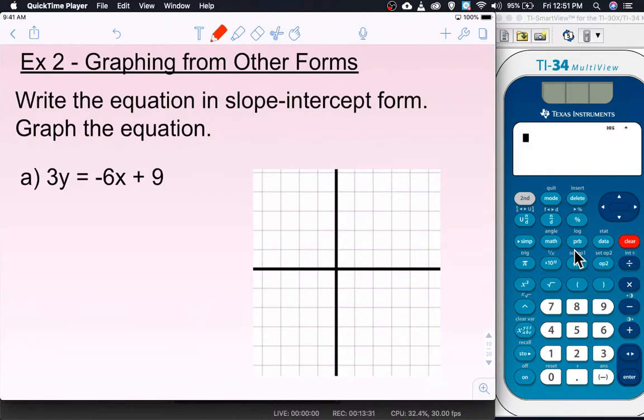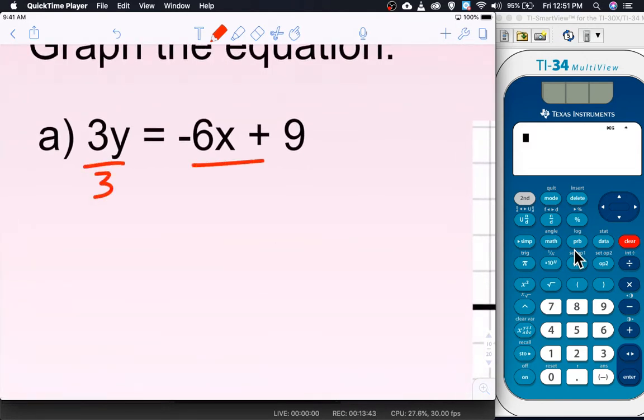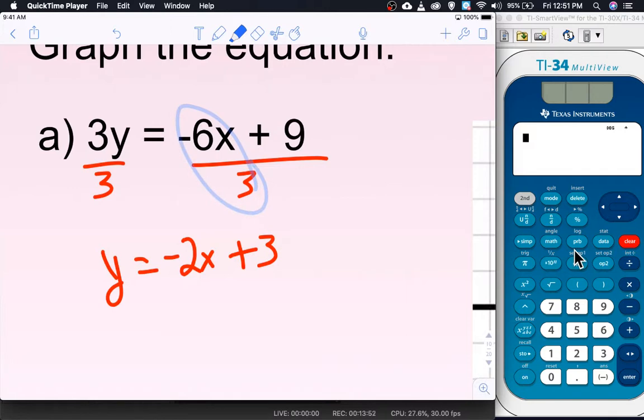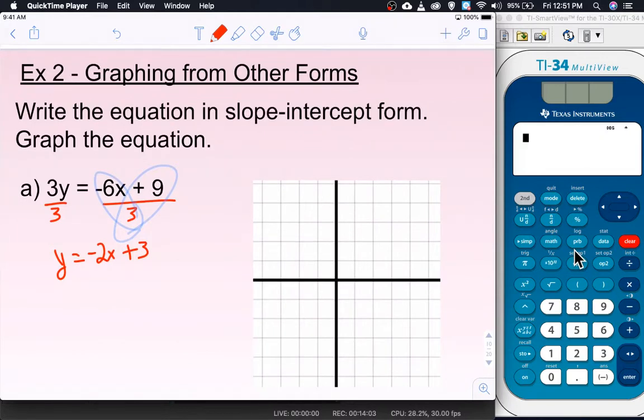Now, what if I don't give you an equation in slope-intercept form? Well, you make it slope-intercept form. You make it y equals. In this case, I'm going to divide by 3 on both sides to make it y equals -2x plus 3. That's my -2x. That's my plus 3. If that's unfamiliar to you, check out some of the previous lessons on writing an equation in slope-intercept form. We've done this a couple times now.